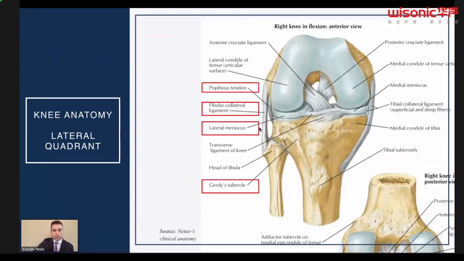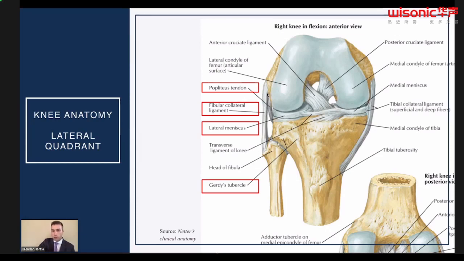We want to look at this lateral quadrant in a little bit more detail, and we can see some of the structures we want to look at. We want to look at the lateral meniscus. You can look at the fibular collateral ligament, or the lateral collateral ligament, the LCL, as most of us call it. You want to see the popliteus tendon here.